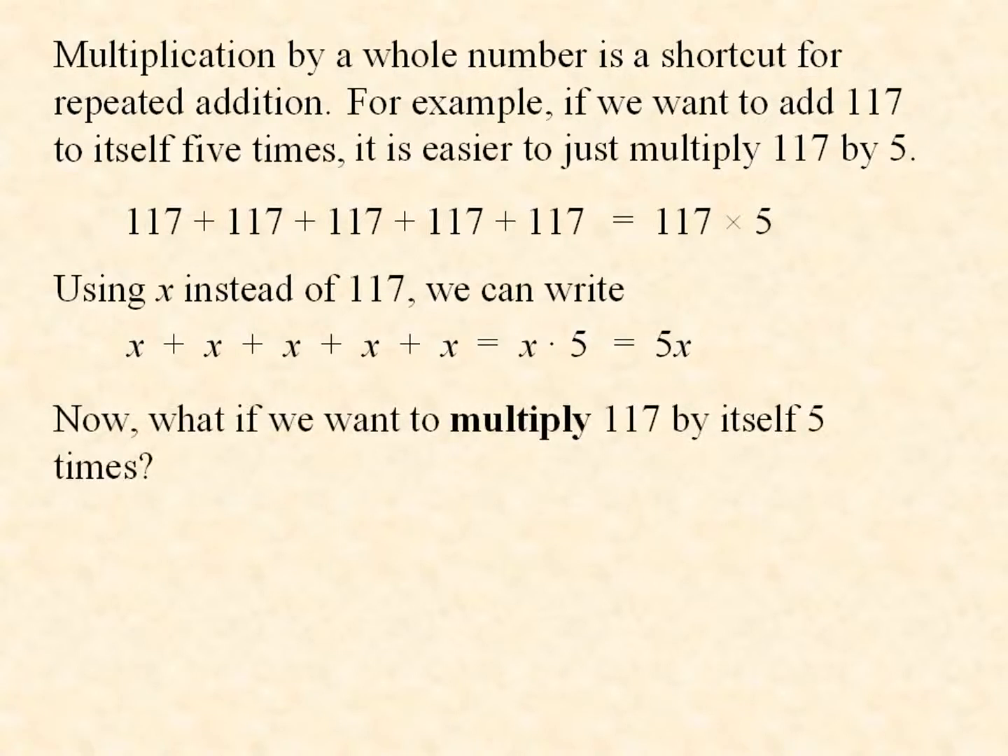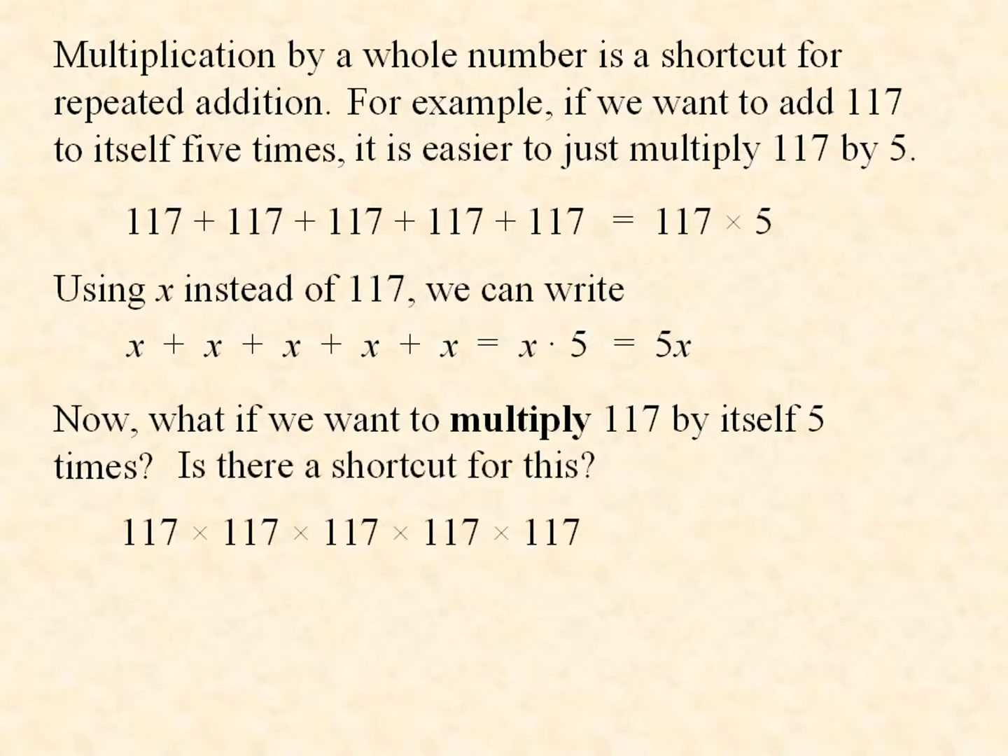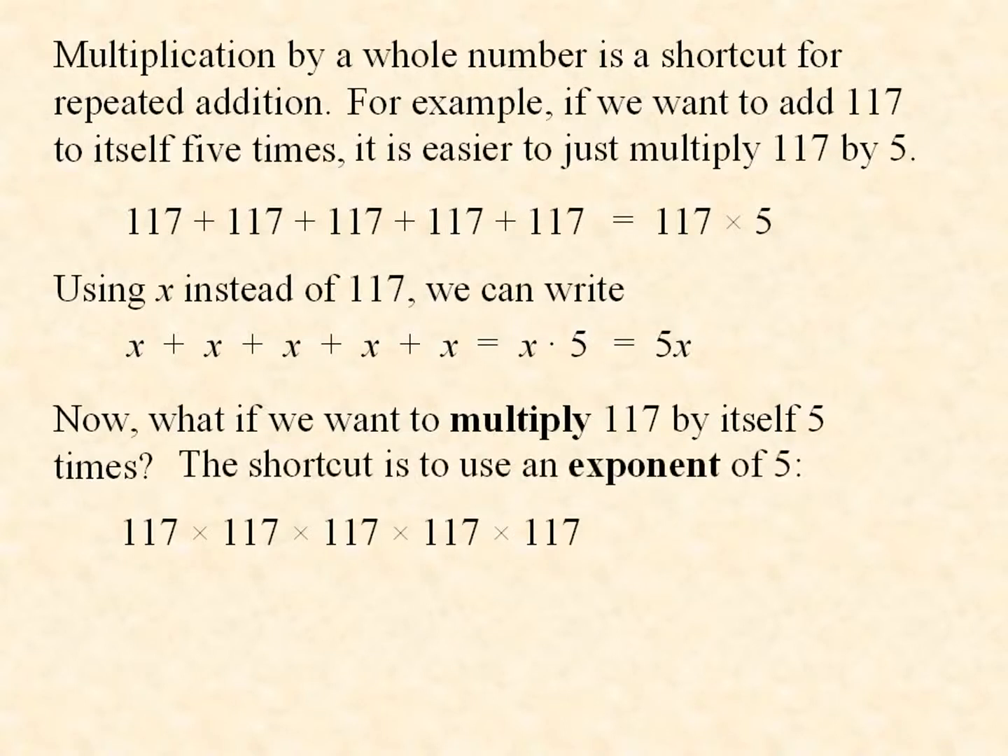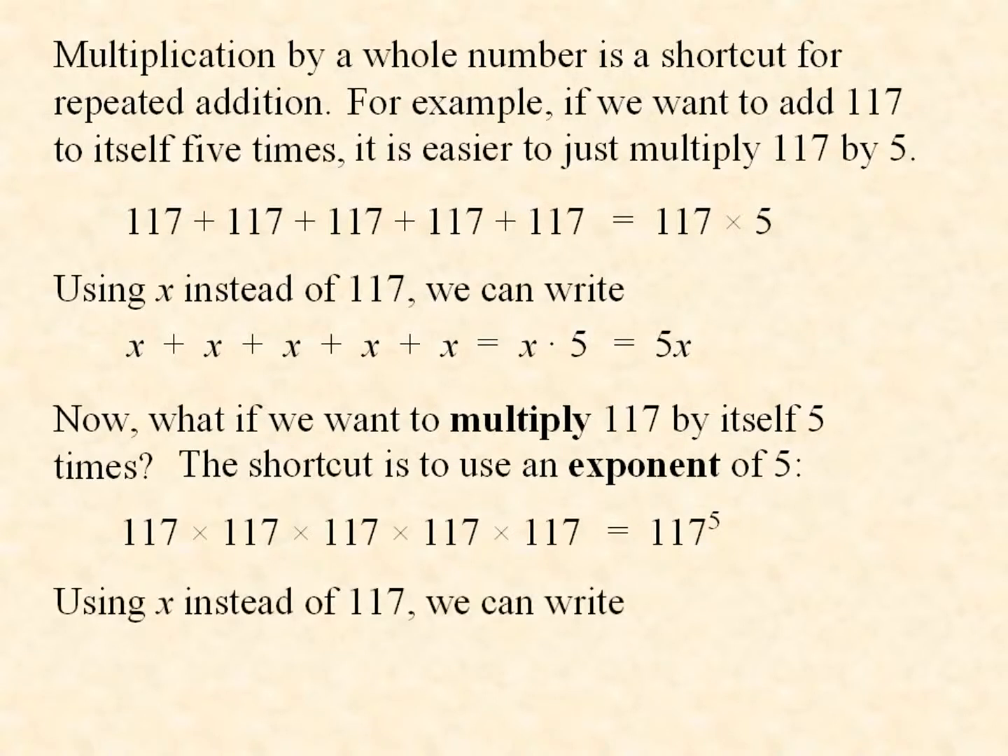Now, what if we want to multiply 117 by itself 5 times? Is there a shortcut for this? The shortcut is to use an exponent of 5. 117 times itself 5 times is 117 to the 5th power. Using x instead of 117, we can write x times x 5 times is equal to x to the 5th power.